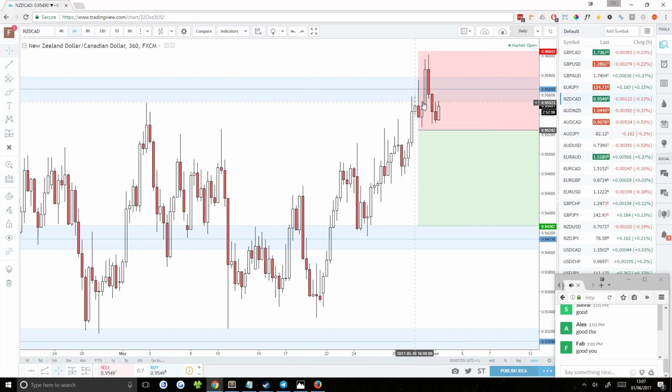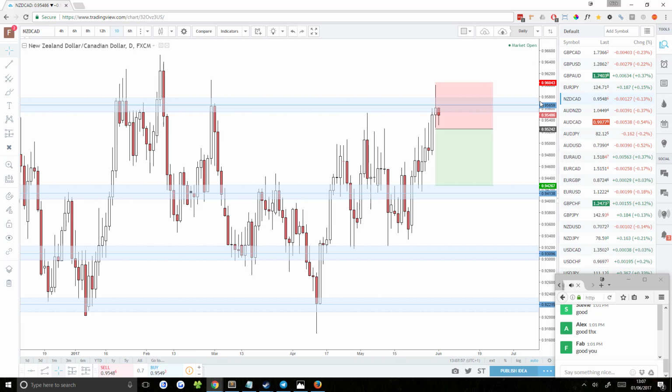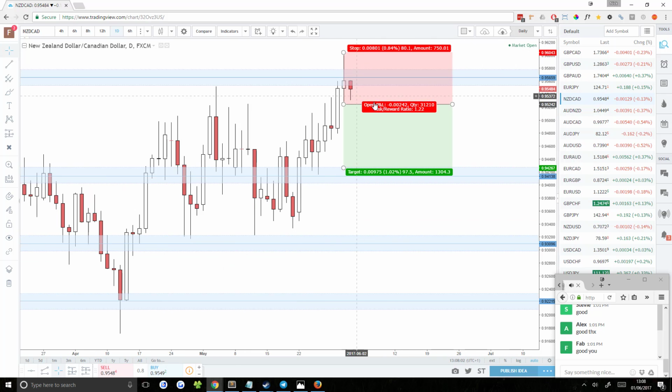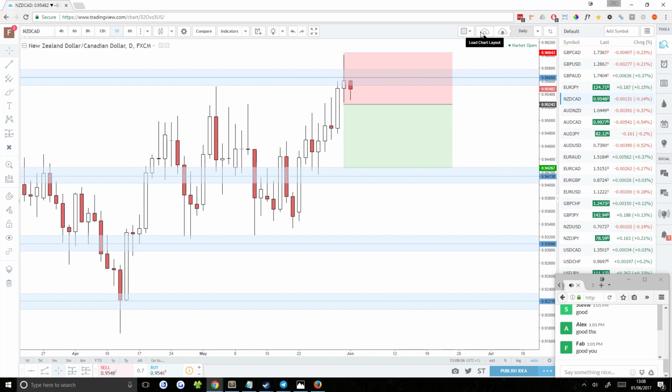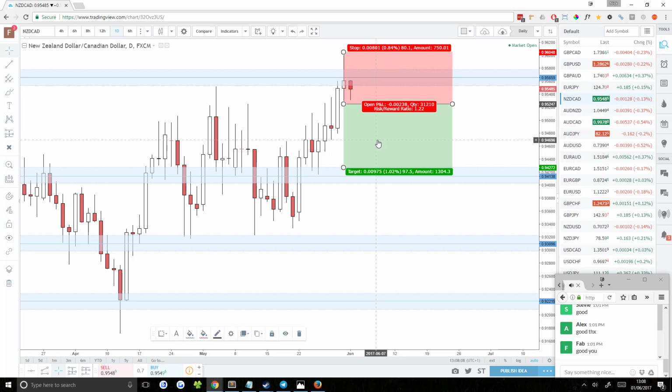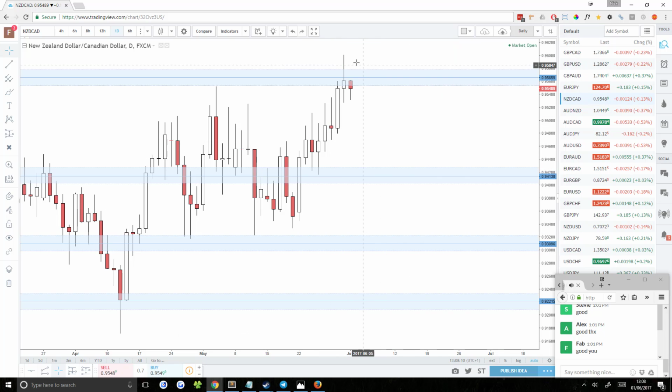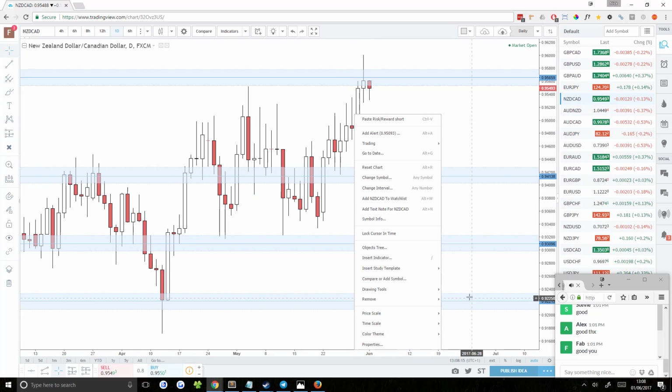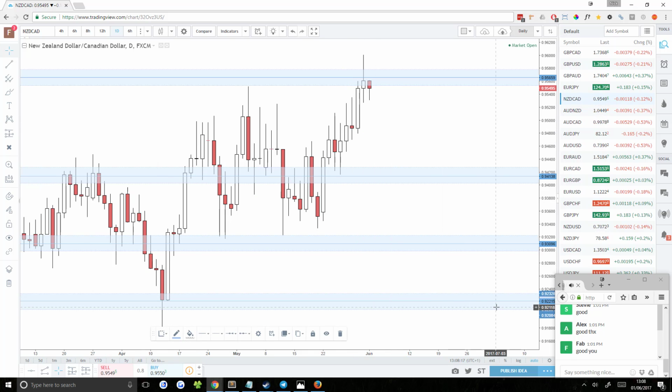NZDCAD, we were looking at a potential short yesterday. The short just never really happened. We're looking at the daily chart. The candle just didn't close well. So nothing really happened here. It looks like it might head down now, but the indecision candle is just way, way, way too big.